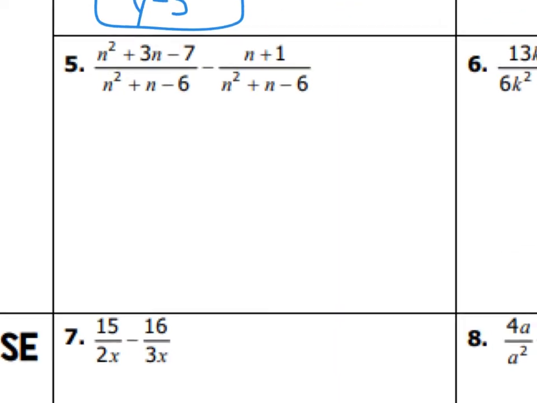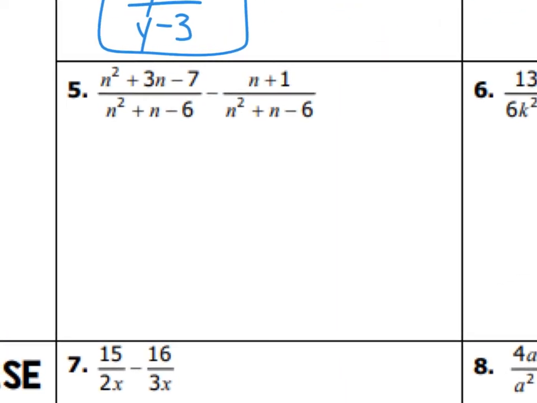Okay. Number 5, is my common denominator already there? It sure is. Okay, so if we look on the top, what are we doing? Subtracting, okay, which means that I need to use parentheses on the second one.